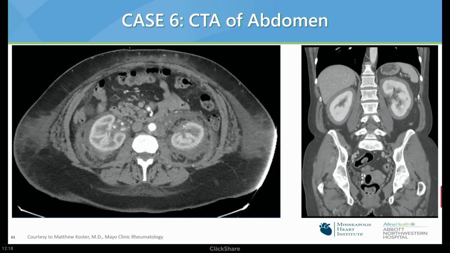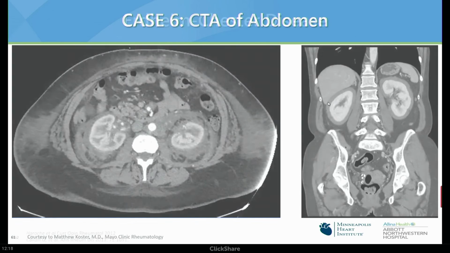You see that the aorta is really thickened, the wall there. And what you could also see, look at the kidneys. There is almost like a coat, a significant thickness of tissue on the kidneys on both sides. So what is the disease?